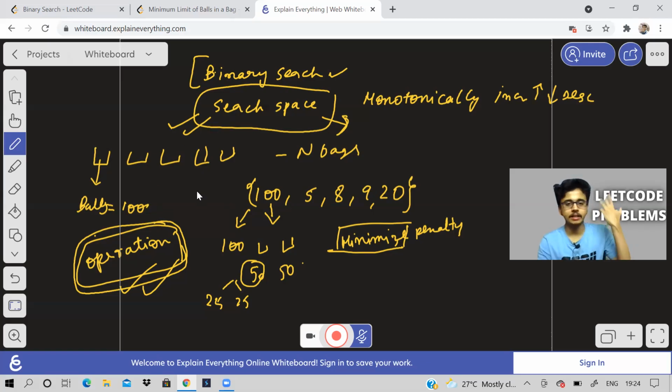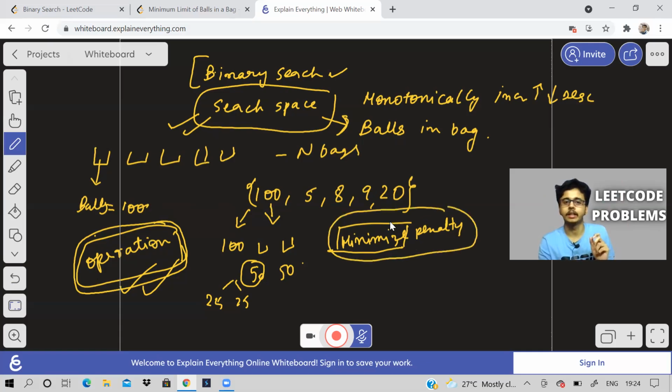So if we are refining our thinking, what are we understanding? That our search space should be balls in a bag. How many balls can we keep in a bag? Which means, if we have to apply some number of operations, can we reduce the number of balls in a bag so that we will get a smaller penalty? And how many times we reduce should not exceed the maximum operations. That means we should not do more operations, but we should reduce the number of balls in a bag so as to get a minimum penalty.